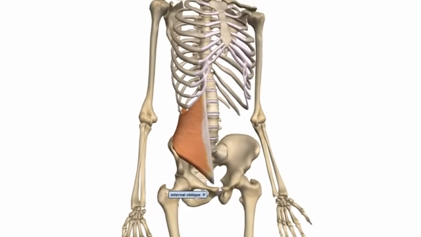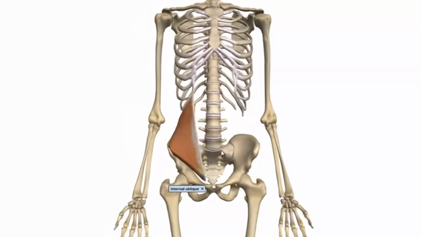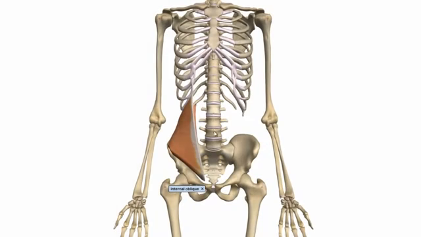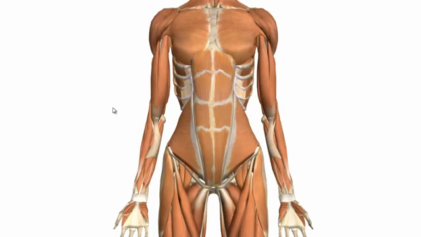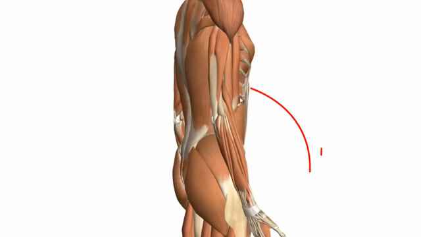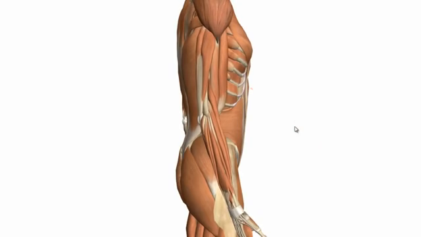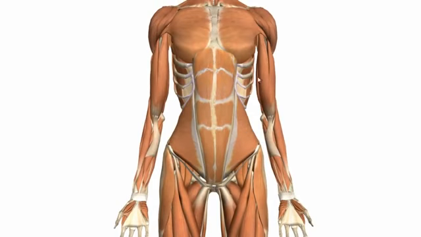The aponeurosis isn't shown here, but you know that it extends into the midline and joins the linea alba. Similar to the external oblique, when both of the internal oblique muscles contract, it flexes the trunk, so it brings the trunk like this, and if one muscle contracts, it laterally flexes the trunk, so it brings the trunk to the same side.